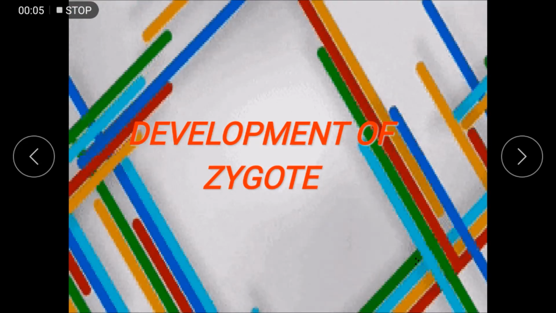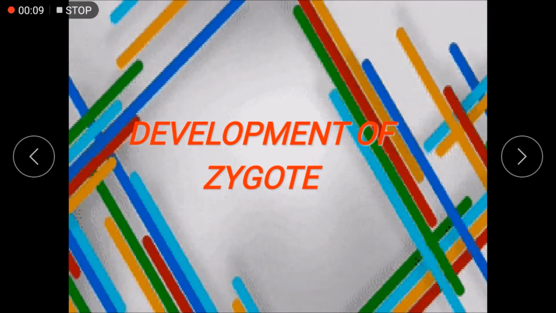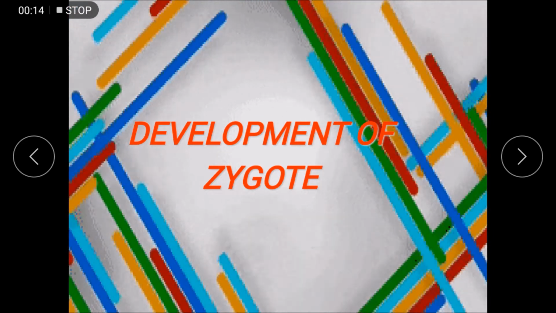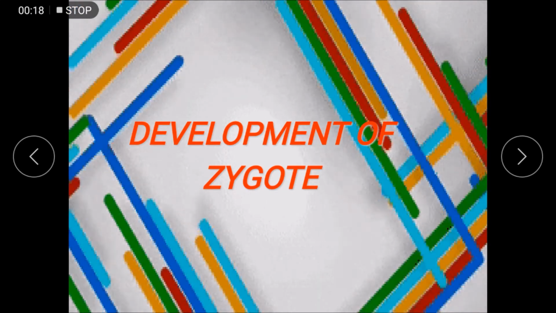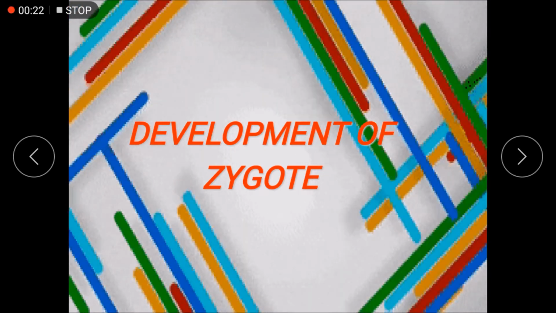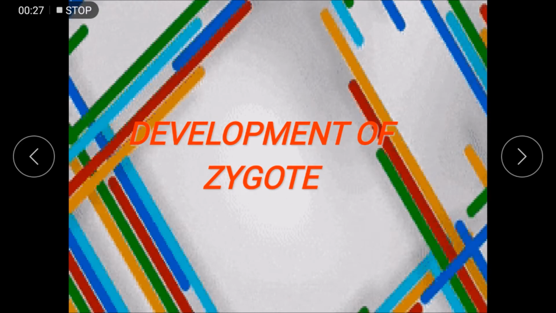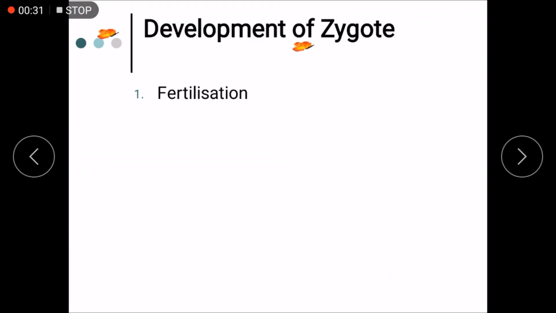Okay, so the development of the zygote. Previously we have seen the menstrual cycle. After the cycle, we will focus on ovulation. After ovulation there is fertilization, and that means we will have a zygote. A zygote is formed after fertilization, so we will start the development of the zygote from fertilization.